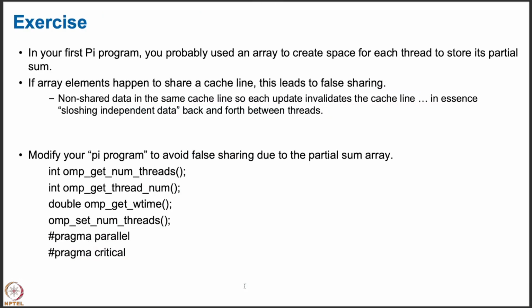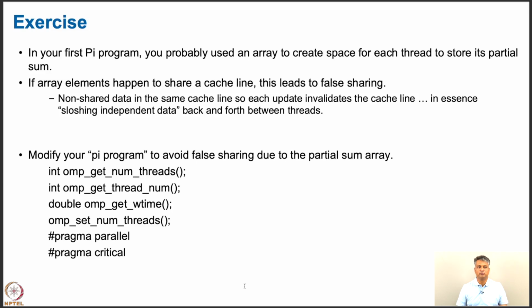Now, we can modify the same Pi program to use barriers and critical statements so that we avoid the sloshing of independent data. This way, we can avoid using the padded accumulator, which will reduce the memory footprint. Remember, the padded accumulator was creating extra memory allocation just so that the cache lines are not shared. And this way, we can be memory efficient and also avoid the sloshing and the slowdown.